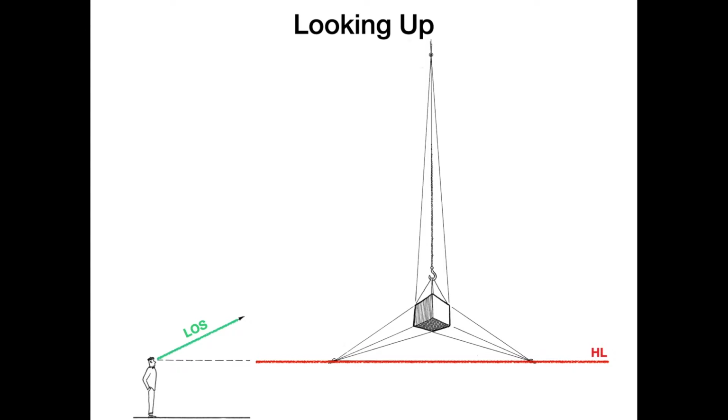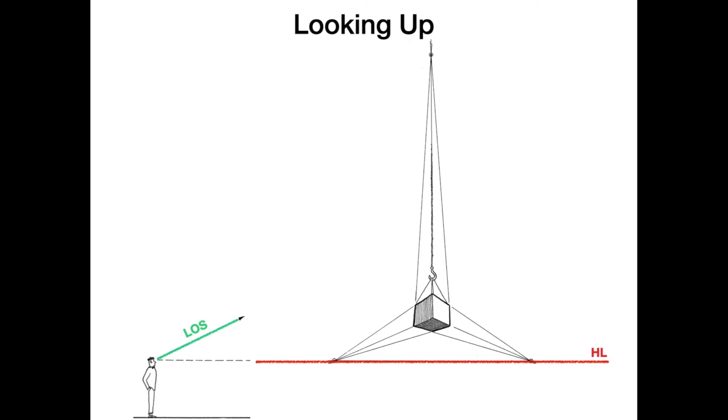So look at the room around you right now. Tilt your head upwards so you're looking towards the sky. Ask yourself, where is that horizon? You can only just see it out of the corner of your eyes, way down below. And then back to our cube here.